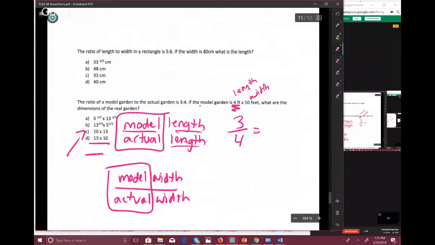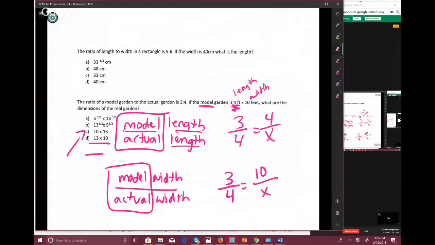So if we plug the 4 in, the 4 corresponds to the model. So the 4 needs to be the top number. What we don't know is the length of the actual. Now down here, we need to do the same thing. And then the 10 is the width of the model, and the X is the width of the actual.